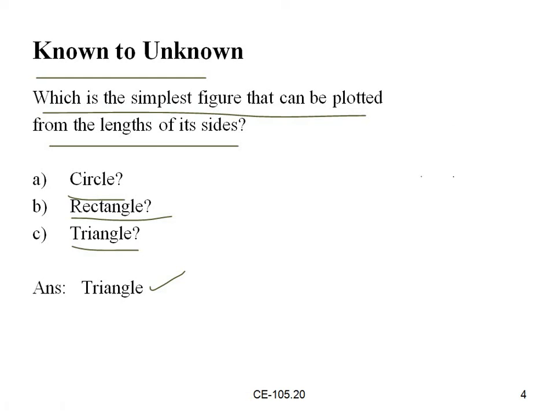Taking one side as the base and another side as a length, we can join them by the 3-4 method. This is the easy method using the lengths of its sides. A rectangle is also possible to draw, but a circle is somewhat impossible. That's why the triangle is the simplest figure that we can plot from the lengths of its sides.